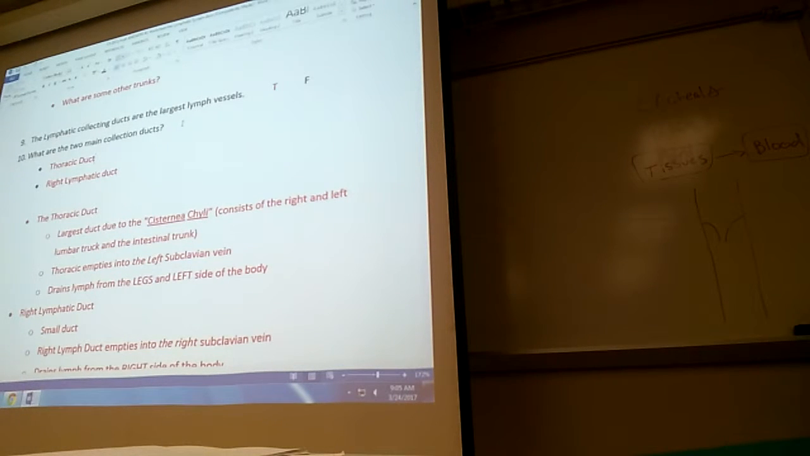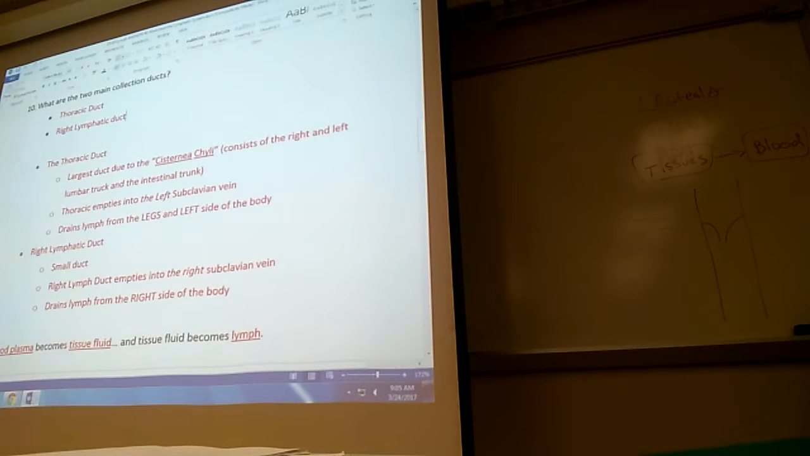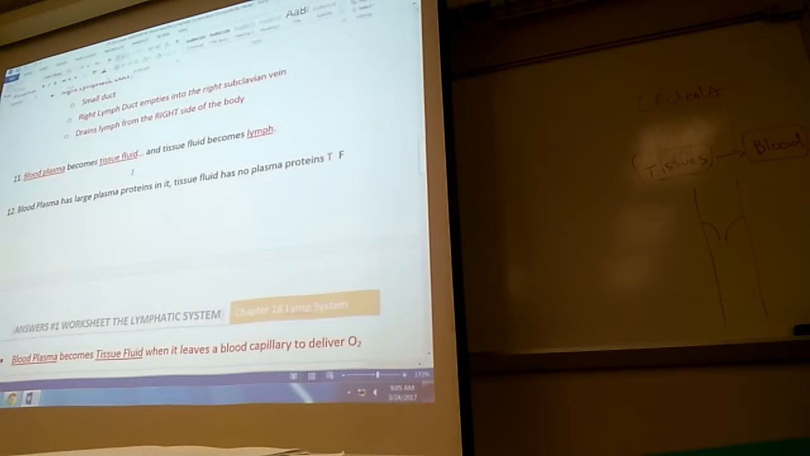Collecting ducts. Lymphatic collecting ducts, largest lymph vessels, that is true. Two main collecting ducts are the thoracic duct and the right lymphatic duct. So this gives more information on that. You can look through that.